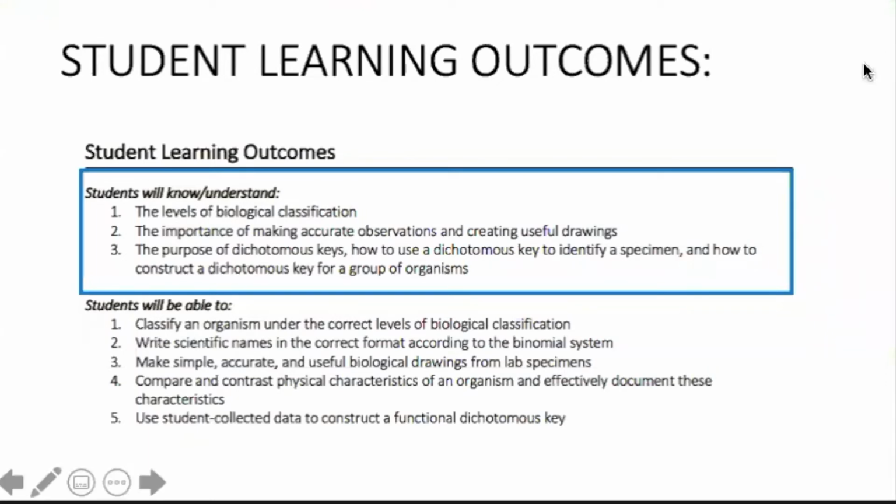These student learning outcomes are a great way to check in with yourself, to know where you're at with each exercise. They're going to talk to you about what you will know and understand, as well as what you'll be able to do once we finish going through the exercise at hand.